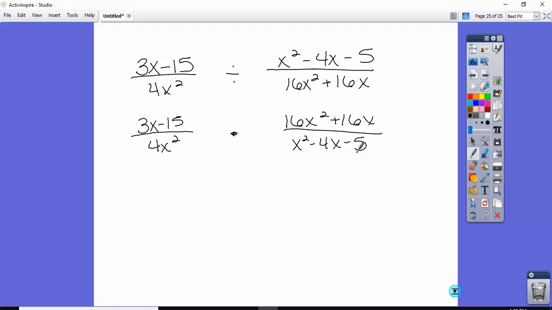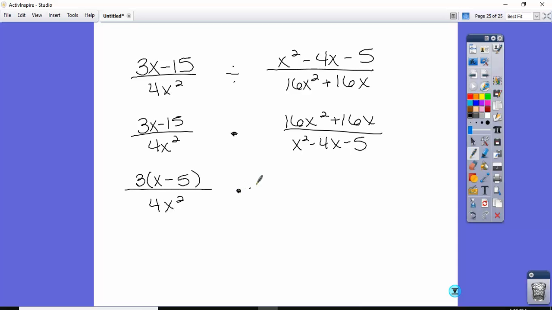Okay, now what? Factor. We want to cancel things out. How do I factor 3x minus 15? Always start with what you can take out. So if I take out my 3, I'm left with x minus 5.